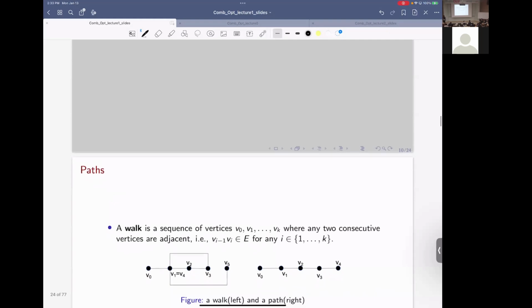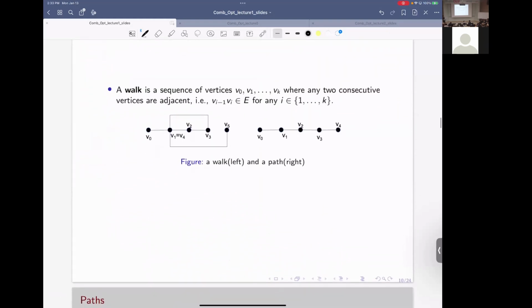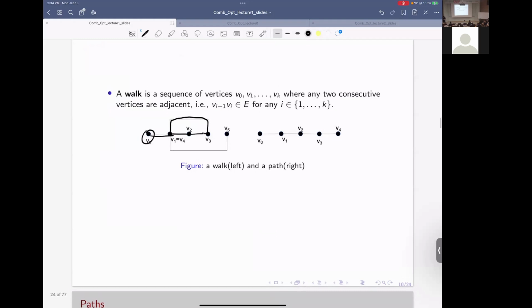That is the restriction. So if you look at this example on the left, I start from the leftmost one, V0, and I move to V1. Again, you use an edge. You can move to a neighbor, not to a non-neighbor. And then you move to V2 and V3. And I can go back to one of the vertices that I have already visited. So V1 and V4 are the same one. And then from V1, I go to the rightmost one, which is V5. This is a walk.